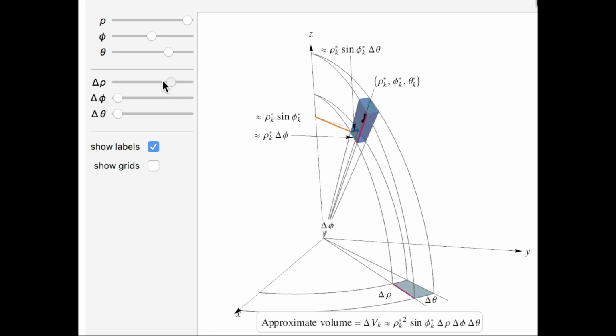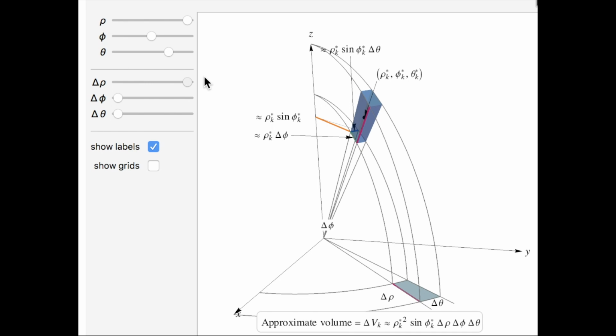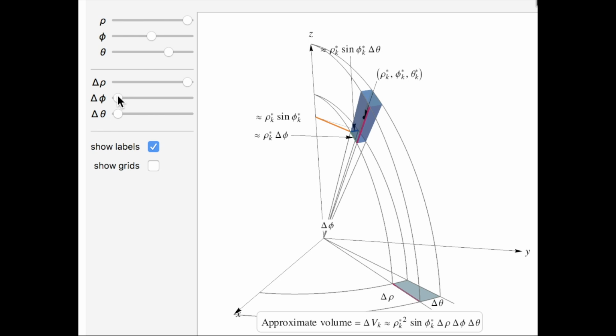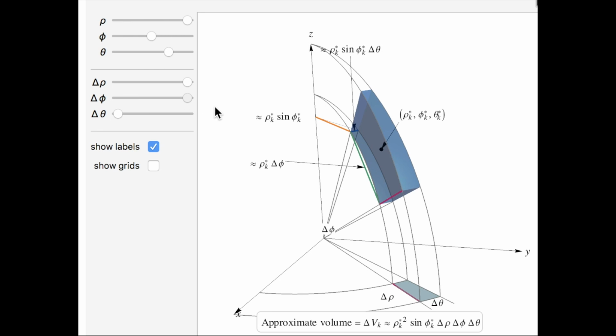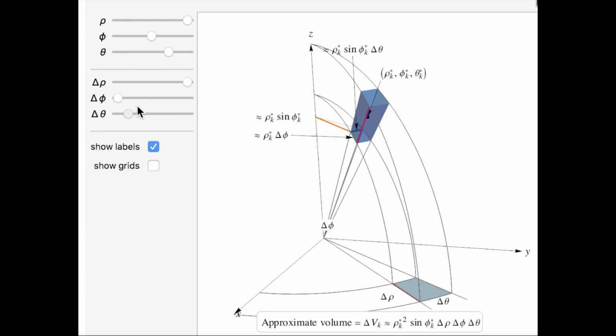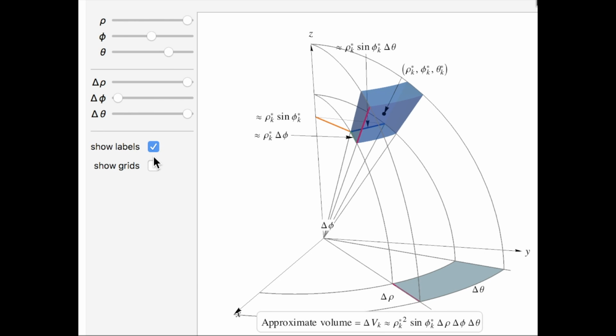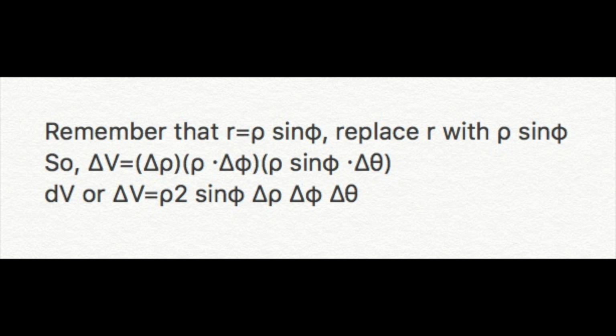To find the volume like we typically do with Riemann sums, we will be partitioning some region D into spherical blocks formed by the dimensions of the change in rho, rho times the change in phi, and r times the change in theta. Remember that r equals rho times sine phi.